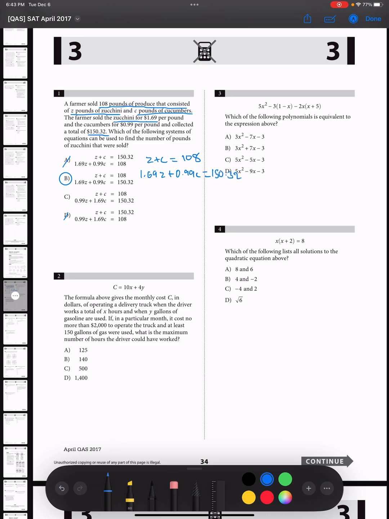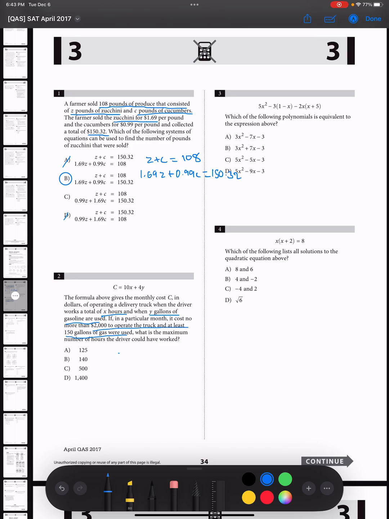Number 2. The formula above gives the monthly cost C in dollars of operating a delivery truck when the driver works X hours and Y gallons of gasoline are used. If in a particular month it costs no more than $2,000 to operate the truck and at least 1,050 gallons of gas were used, what is the maximum number of hours the driver could have worked? So hours, we don't know yet.